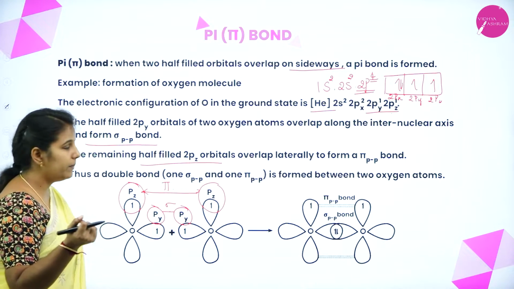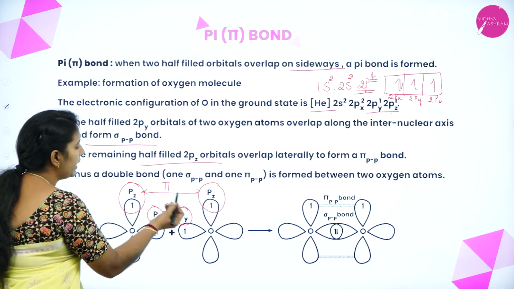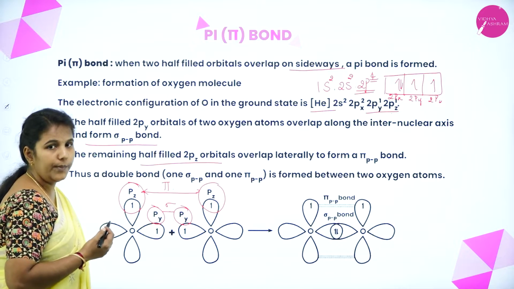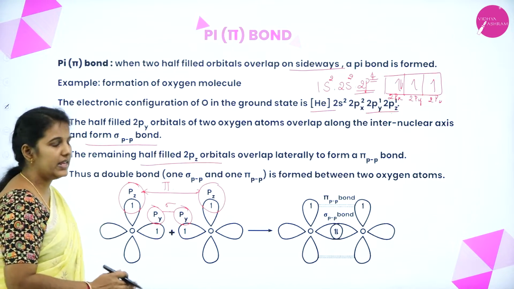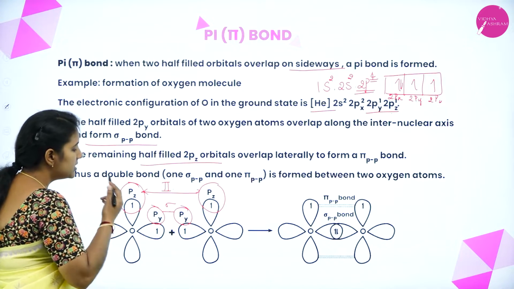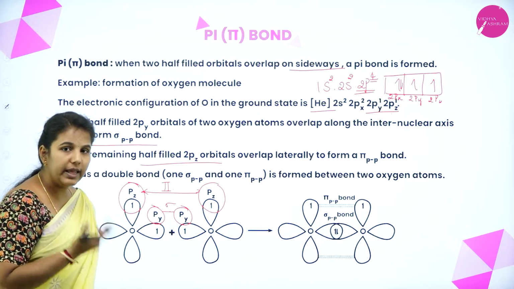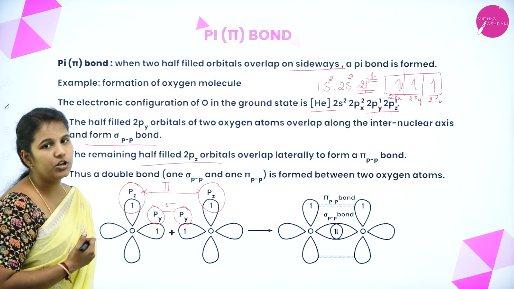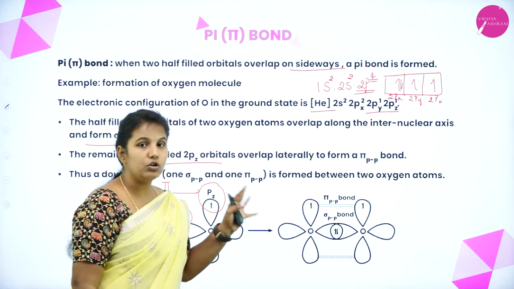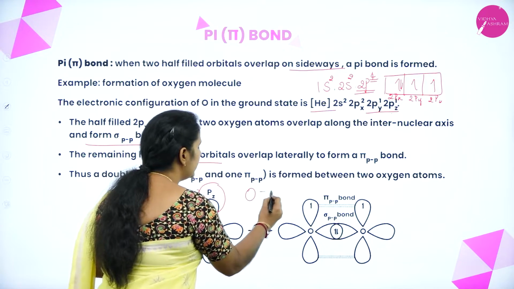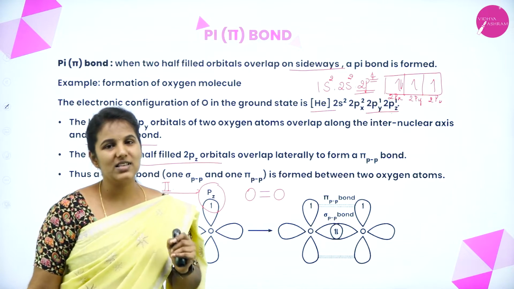How will the pi bond be formed here? Pi bonds are formed by overlapping of 2pz orbitals. They overlap laterally or sidewise to form what? A pi bond. Similarly, the 2py and 2py orbitals overlap themselves and result in the formation of what? A sigma bond. That is why, when writing the two oxygen atoms, we write a double bond between them. One is a sigma bond and one is a pi bond.